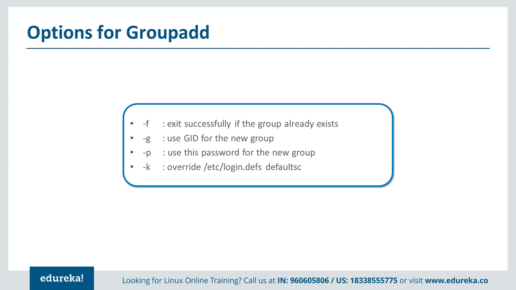If I don't want any default group ID to be associated with it, like 1001 or 1002, I want it to be given a group ID of 5001. So I can use the -g option and give it the group ID 5001. -p uses this password for the new group, so any user who wants to associate with this new group will have to enter the same password. -K overrides the /etc/login.defs defaults for the group.